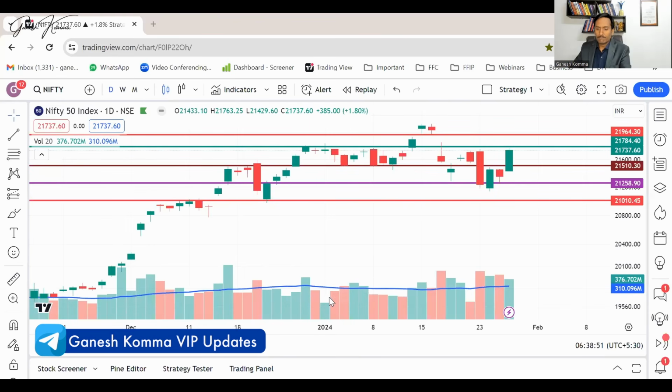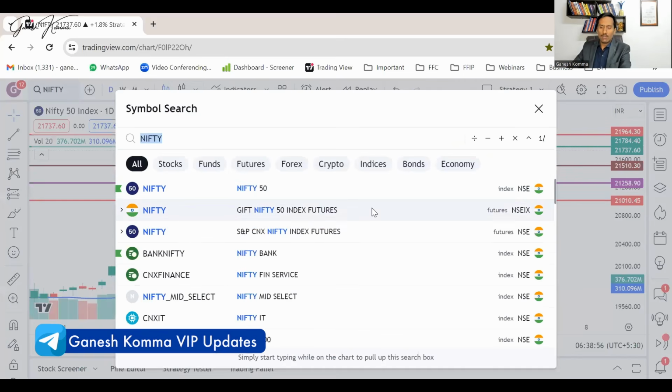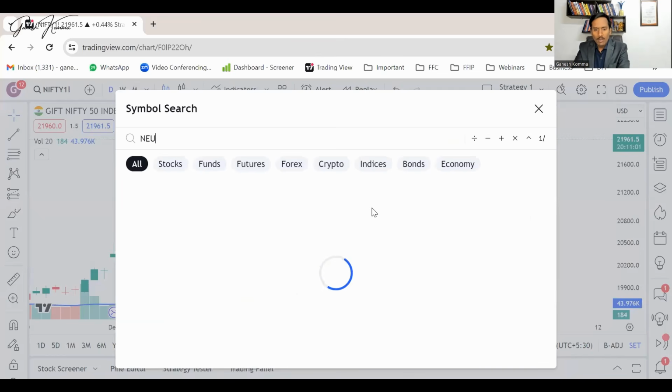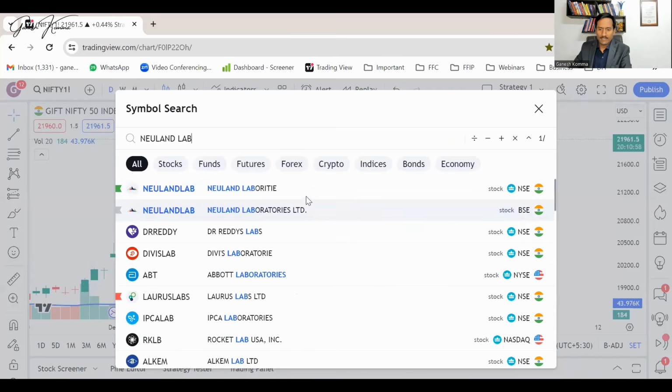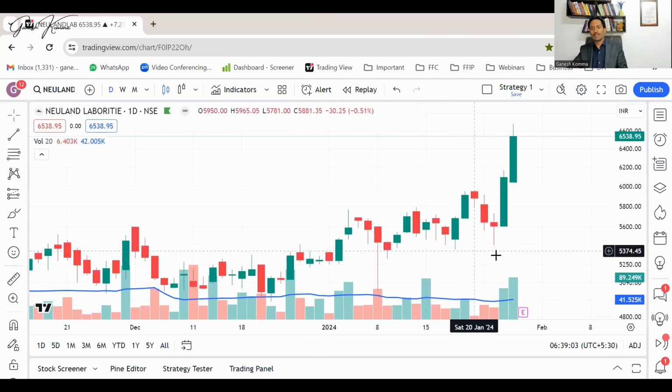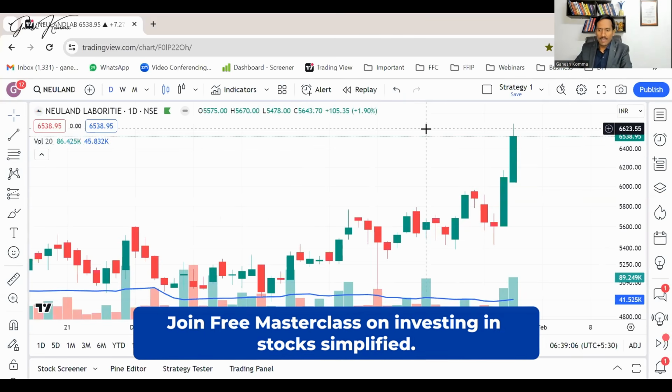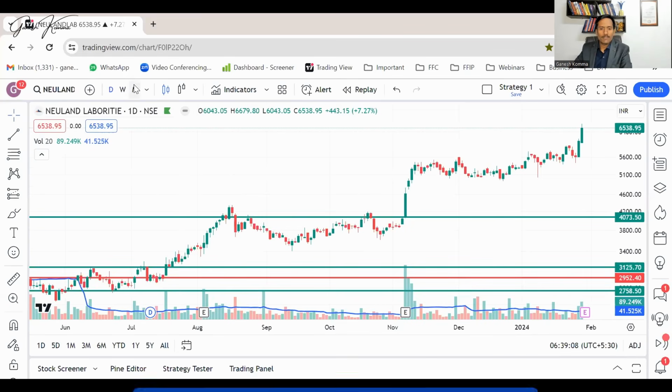For example, let's learn this with a couple of examples, right? Let me load relative strength now. I'll be loading a company like Newland Laboratories, and here I wanted to check its strength with respect to the index.